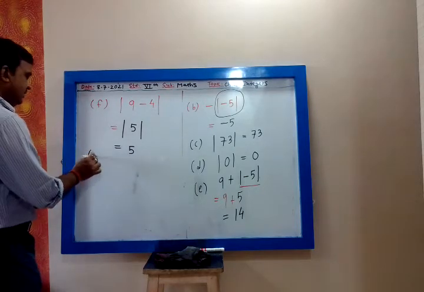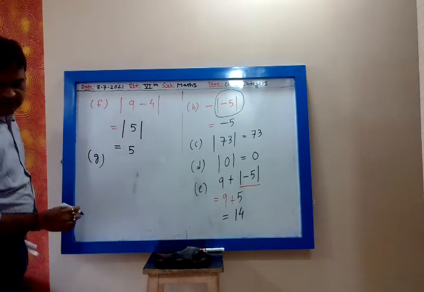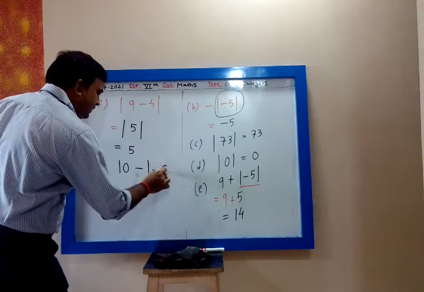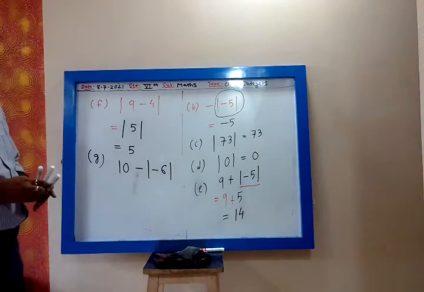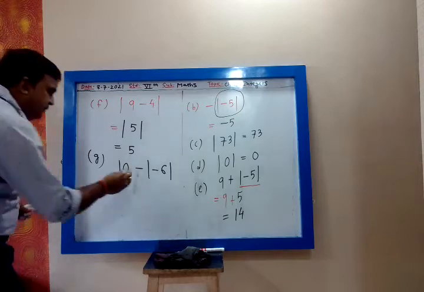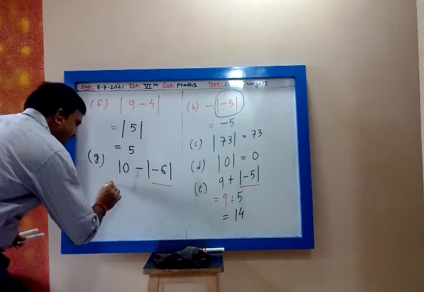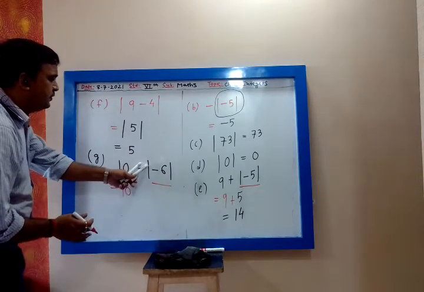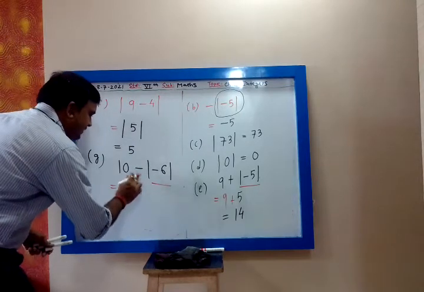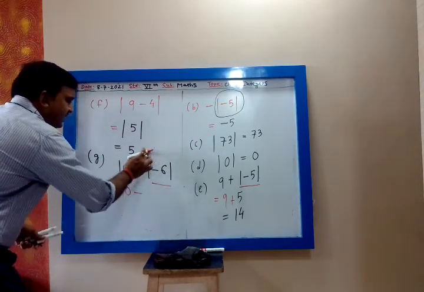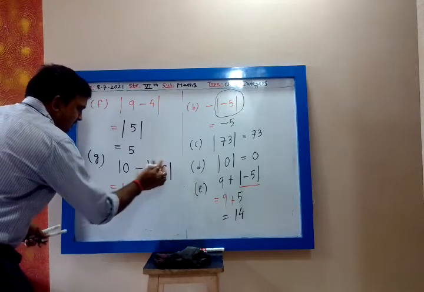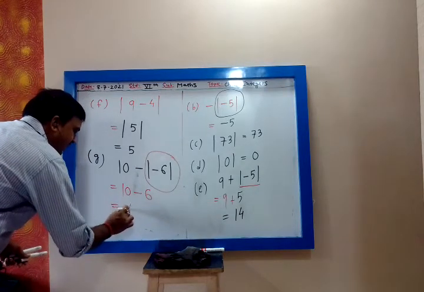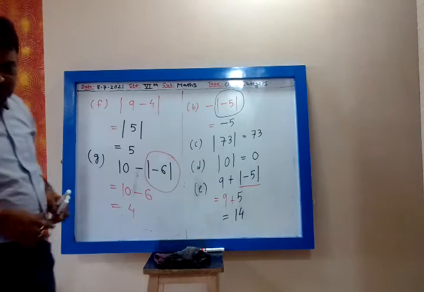Then G. 10 minus absolute value of minus 6. Okay. So first I will simplify this. So this I will write 10 minus sign. See, whichever sign is before absolute value, that I will write as it is, minus. But what is absolute value of minus 6? Yes, 6. Absolute value of minus 6 is 6. 10 minus 6, answer is 4. Okay.